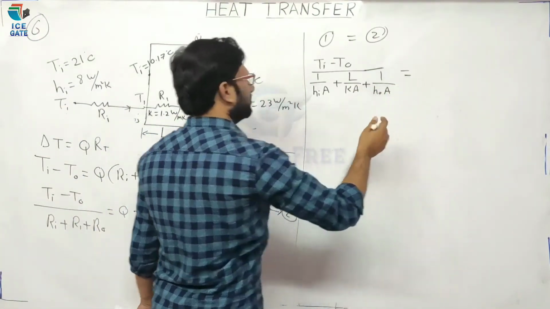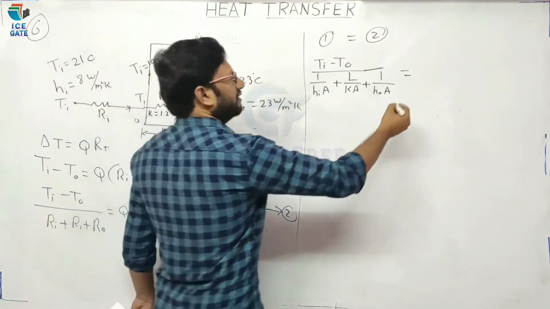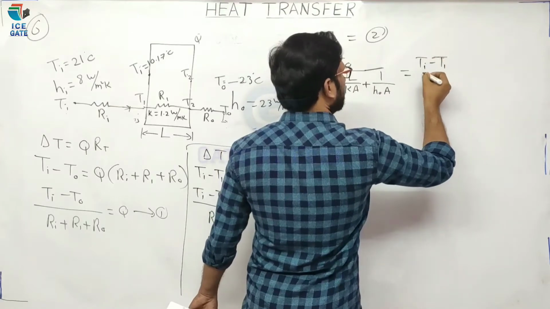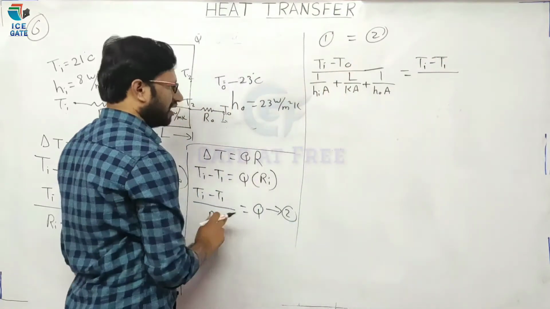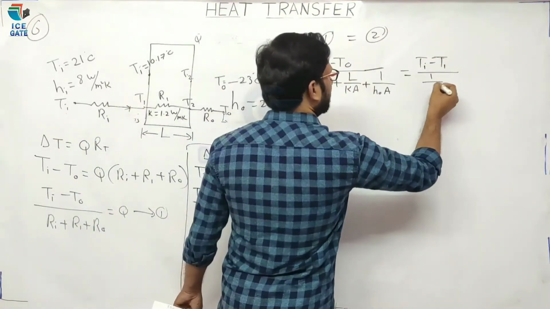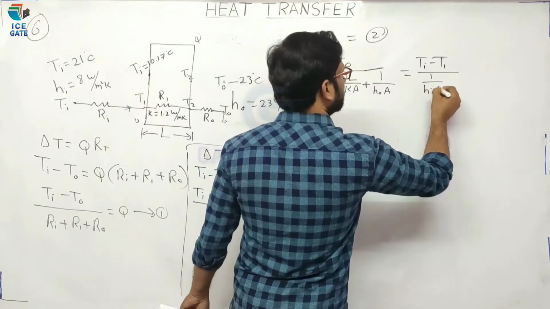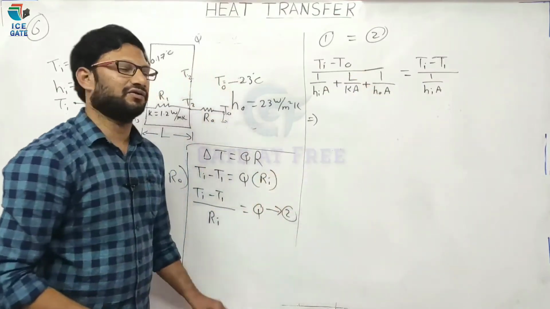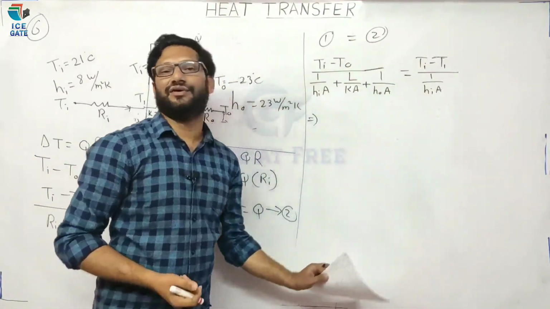is equal to, what is equation 2? (Ti - T1) divided by Ri. What is Ri? 1 divided by Hi into area. Now substitute the values and find out the L value, and remaining all values are known.